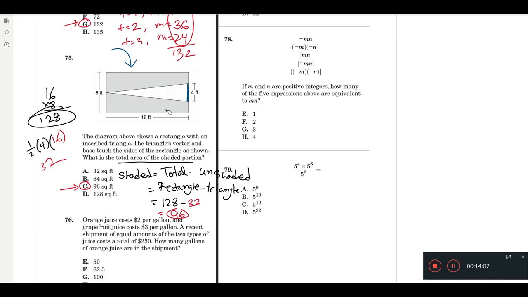Rubaya, how do you find the area of a triangle? Base times height divided by 2. Yes. So what is the base? 4. And the height? 16. So we do 4 times 16 divided by 2. That gives us 32, and we just subtract it from the rectangle.